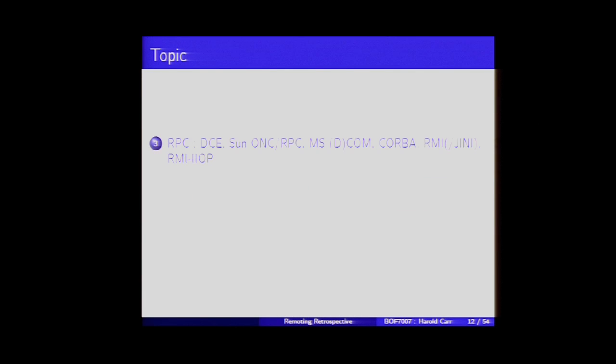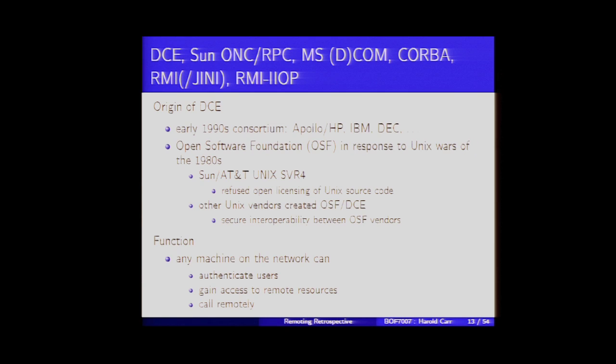Okay, so let's dive into the first one. I'm going to talk about DCE. And DCE was started in the early 1990s by a consortium of people that hated Sun.